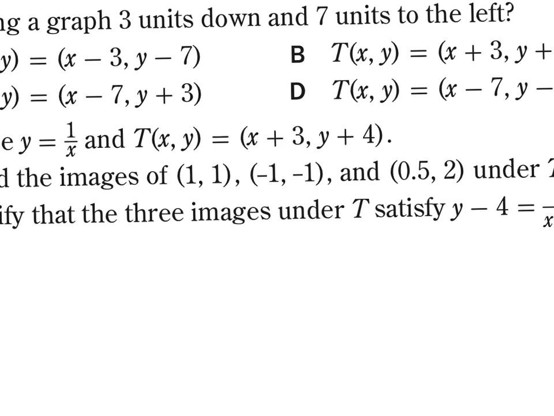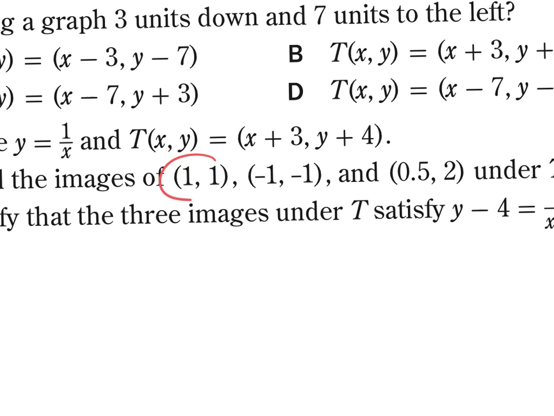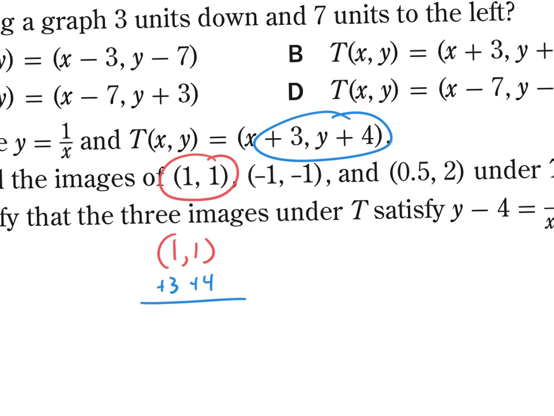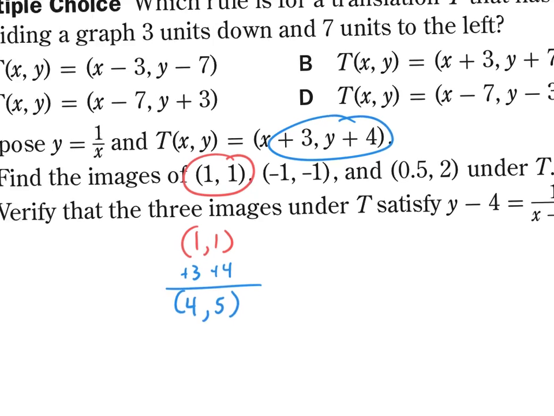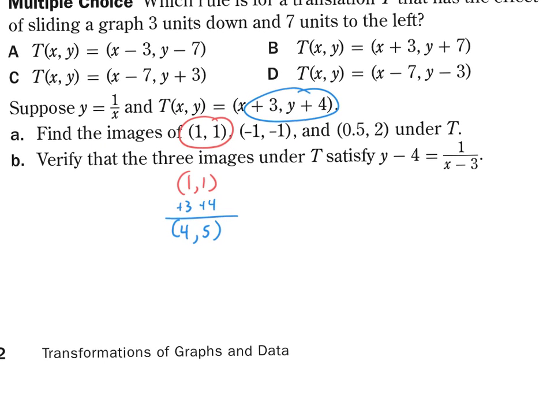That's fairly straightforward. Remember, if I were to take this right here, you just add those right there. So plus 3 there, plus 4 there. So just to give you that, that's a 4 and that's a 5. So 1, 1 translates to 4, 5. Repeat that process for the other ones. So the question is, now verify that the 3 images satisfy the equation under y minus 4.